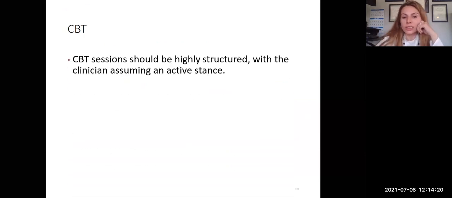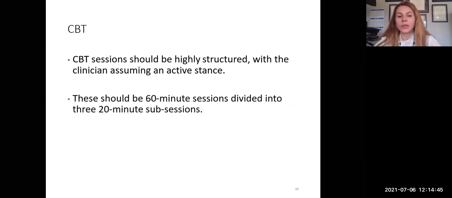So CBT sessions are different than supportive therapy or humanistic psychotherapy, psychodynamic psychotherapy, in that they are really very structured and the clinician assumes an active stance. So this is not the type of treatment where a patient's going to come in and the therapist is going to say, tell me about your week. They're going to start with an agenda where they're going to have specific things and activities that they're going to cover.